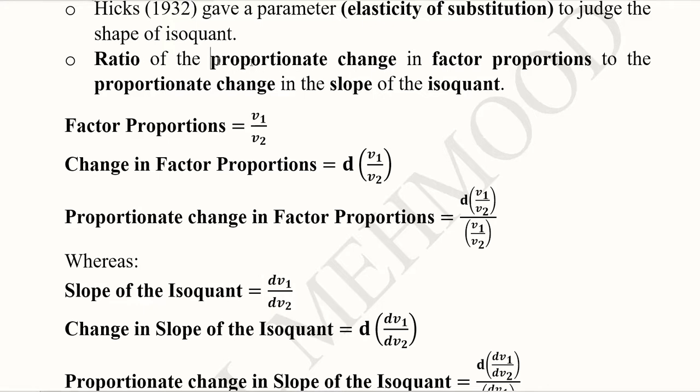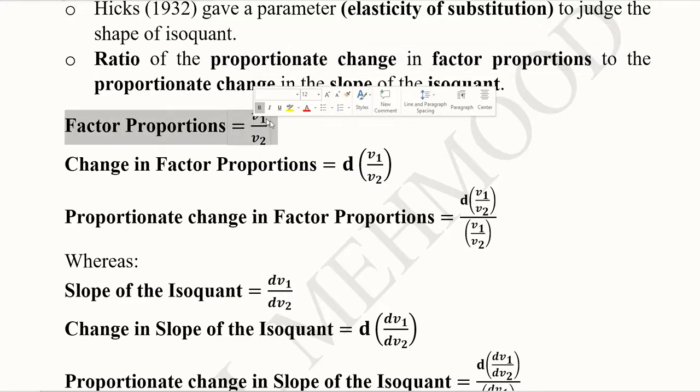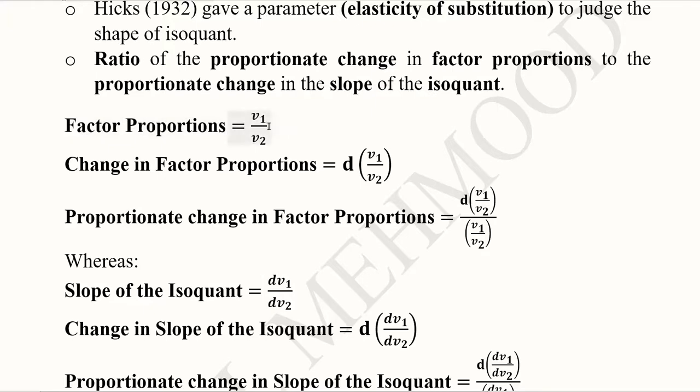Primarily we'll talk about the numerator, which is the proportionate change in the factor proportions. Primarily the factor proportions are simply the ratio of the two factors, for example capital and labor, or any other general term, that is V1 and V2. Then the change in this factor proportion can be calculated simply by taking its differential. So we write D with it. So this is the differential of the factor proportions.